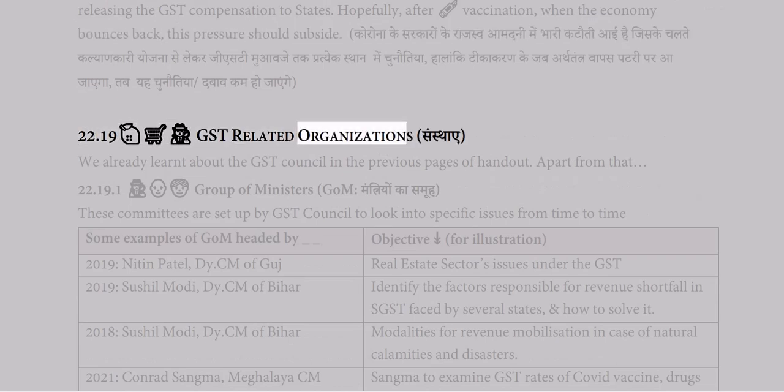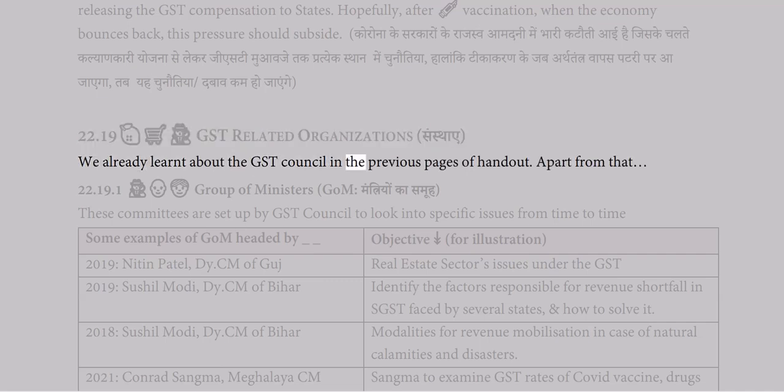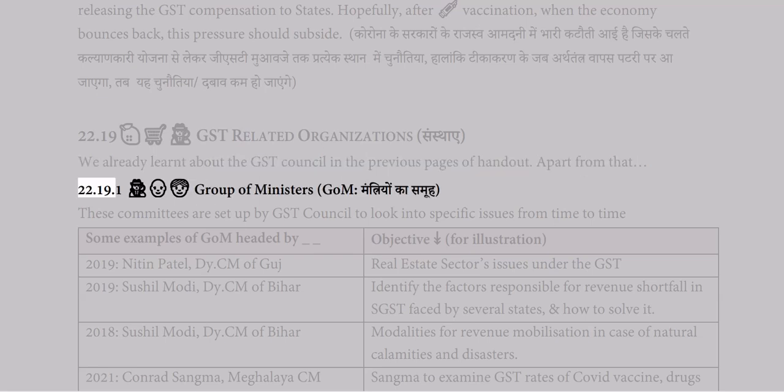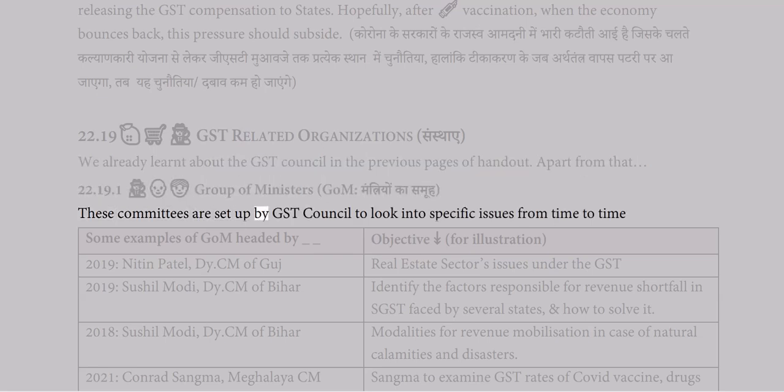22.19 GST related organizations. We already learned about the GST Council in the previous pages of the handout. Apart from that, 22.19.1 Group of Ministers, GOM. These committees are set up by the GST Council to look into specific issues from time to time.